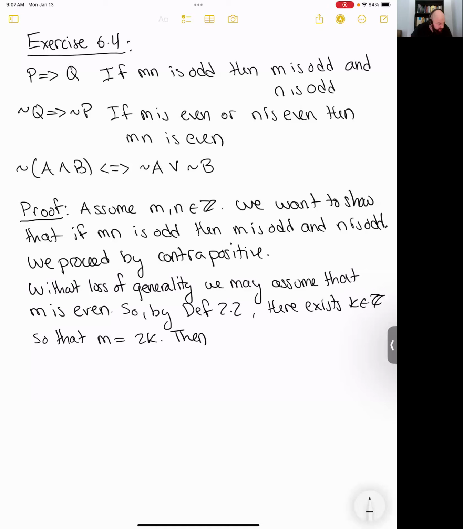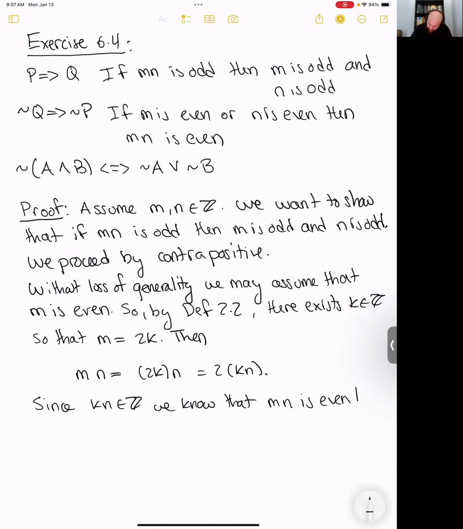Then m times n is equal to 2k times n, which of course is like 2 times k times n. And since k times n is an integer, we know that m times n is even by this definition that we use over and over again.